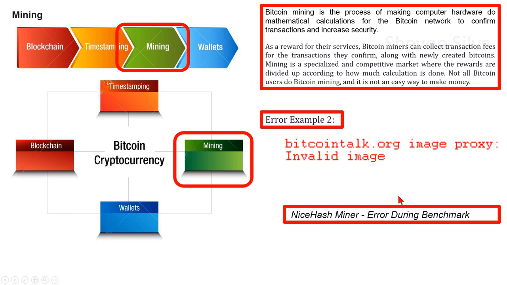As an error example, we can consider this error from the NiceHash miner. This error occurred during benchmark: bitcointalk.org image proxy invalid image.